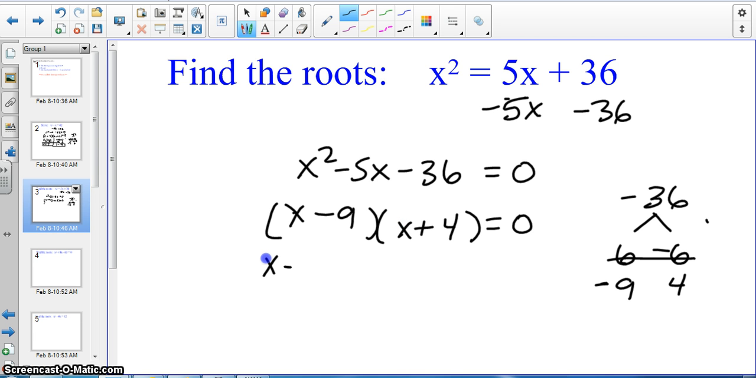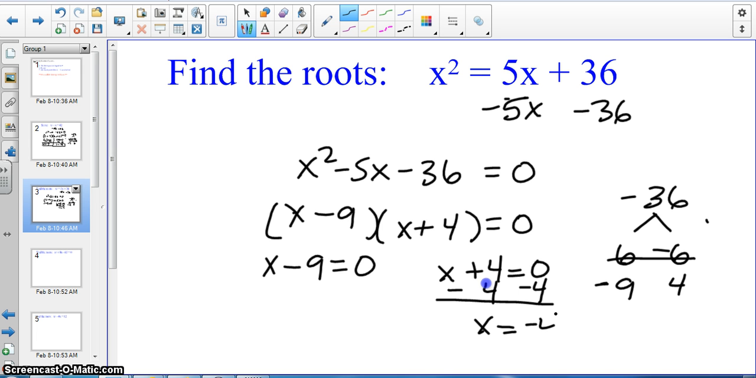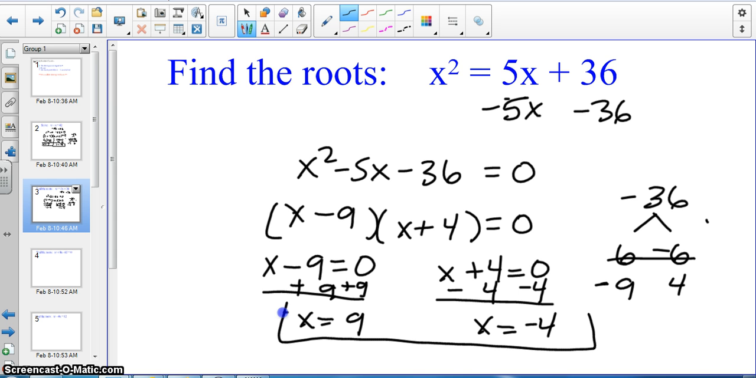Solve each one. So x minus 9 equals 0, because I want to find what x can equal. So for this one, I get x equals negative 4. And this one, I add 9 to both sides, and I get x equals 9. These are also, you can think about it, an intercept form for a quadratic. So if we take the opposites of those numbers, that will give us our x-intercepts, which are also our roots.